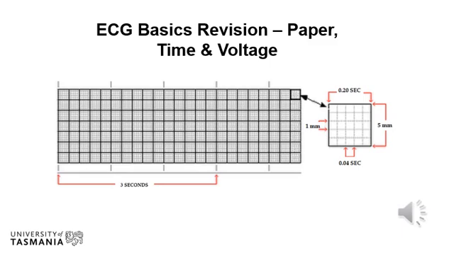ECG paper feeds through an ECG monitor or machine at a default speed, and it's universal, and this is 25 millimetres per second. And this means that we can use the horizontal axis to measure the time between the cardiac events recorded on the paper. And this is of critical importance when we interpret an ECG readout, as it gives us information about how fast or how slow the heart is beating.